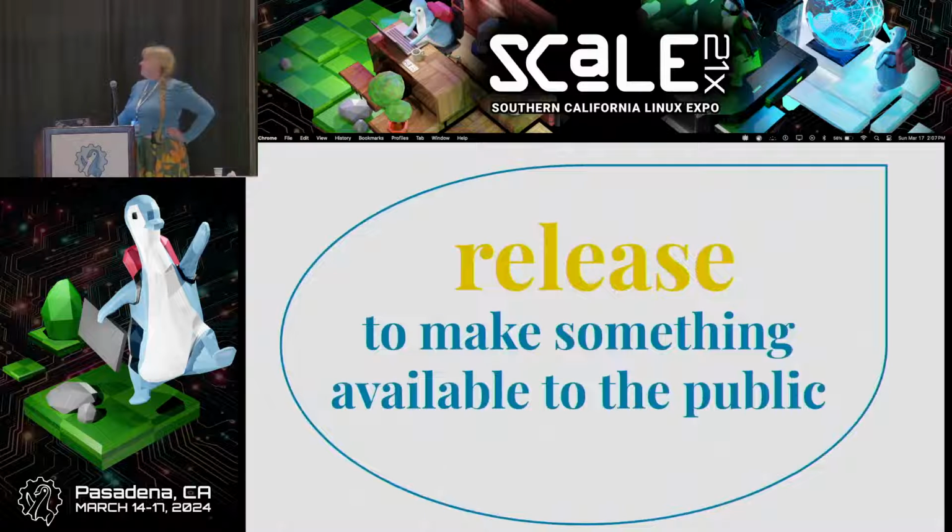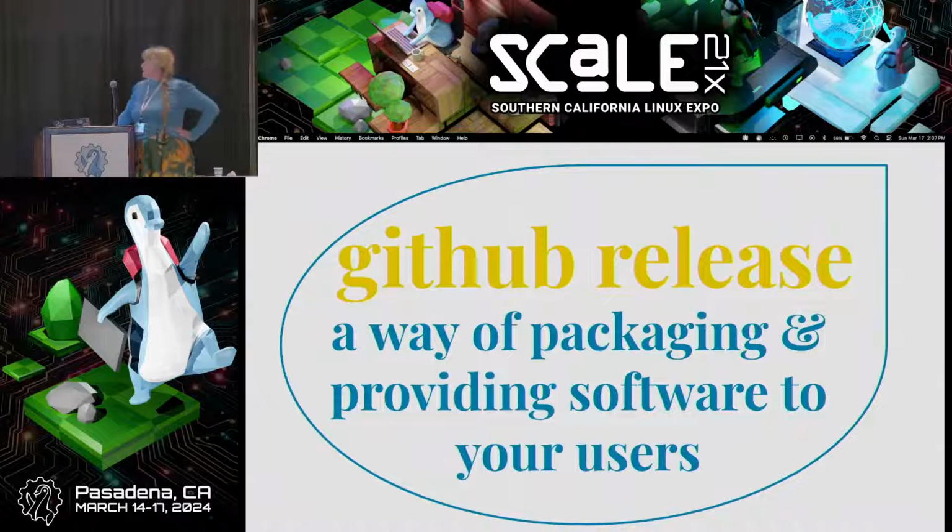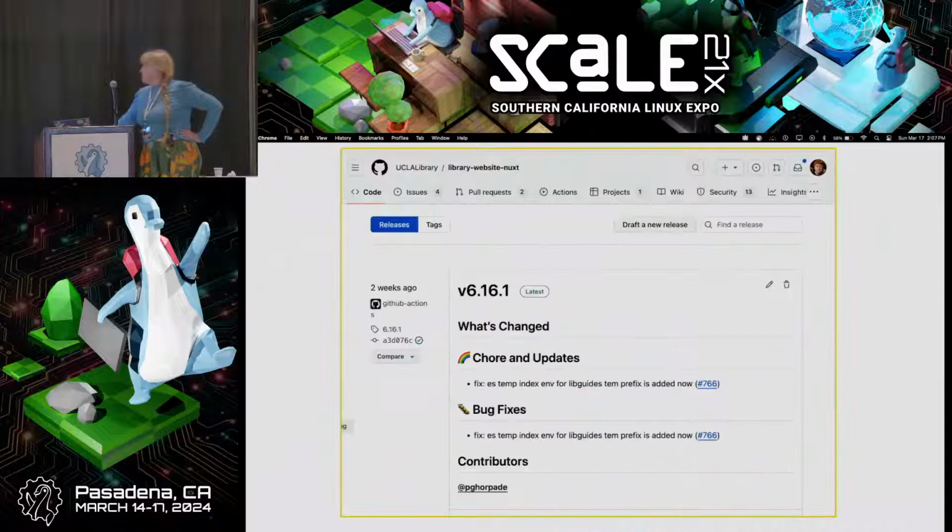So release. A release is to make something available to the public. And a GitHub release is a way of packaging and providing software to your users. So this is our release, and this is using our semantic versioning again, as well as GitHub Actions and a plugin, so our releases are written. We don't have to write them anymore. We used to painstakingly write them, and I set up a whole Confluence page of how I wanted them written because I would get very fussy about people writing it wrong. And now they're automatically written, even with the emojis, which makes it a little more fun to look at. All right. So it has the bugs, the chores and the updates, and it shows the contributors.